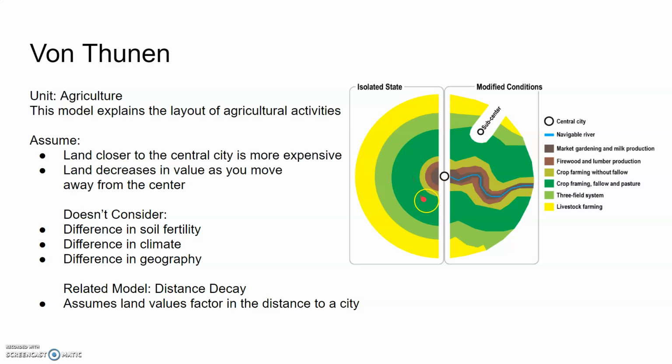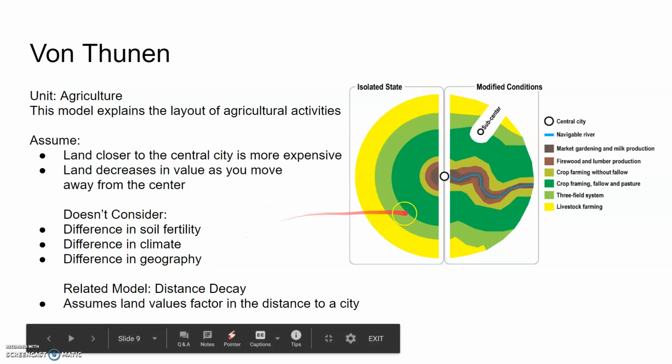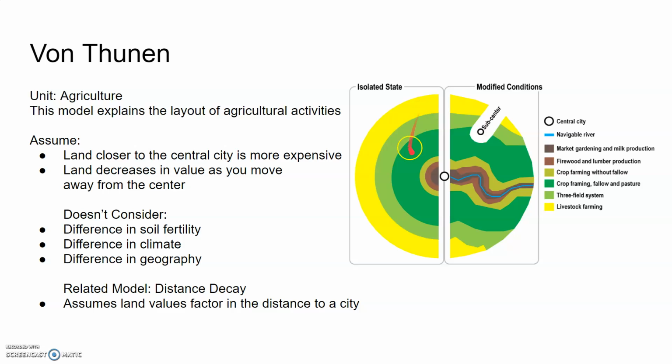In the center, you have the activities that are most likely to rot the quickest, but they also yield the greatest incomes. So you have market gardening and milk production. Milk is most likely to rot. But this was before technology came in and we had refrigeration, so that milk production could be further away.